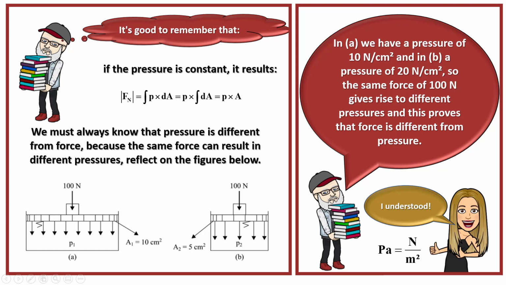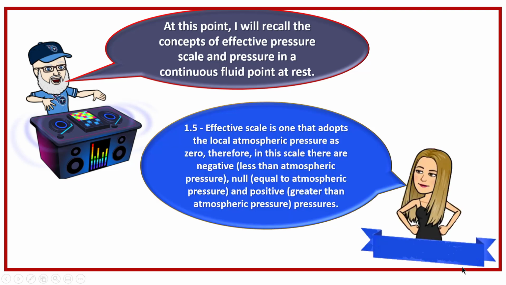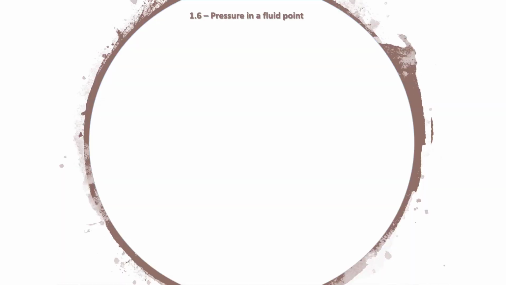Understood. At this point, I will recall the concepts of effective pressure scale and pressure at a point in a continuous fluid at rest. The effective scale is one that adopts the local atmospheric pressure as zero. Therefore, in this scale there are negative pressures, less than atmospheric pressure; null pressure, equal to atmospheric pressure; and positive pressures, greater than atmospheric pressure. Right? Perfect. Pressure at a fluid point.